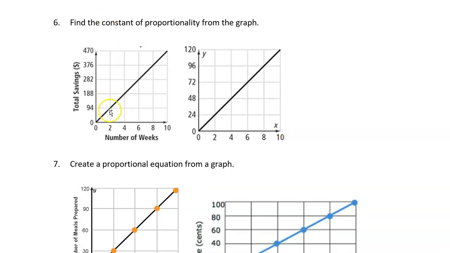So here, look at this point right here. See that point right there? That would be the point (2, 94). So I could say 94 divided by 2.